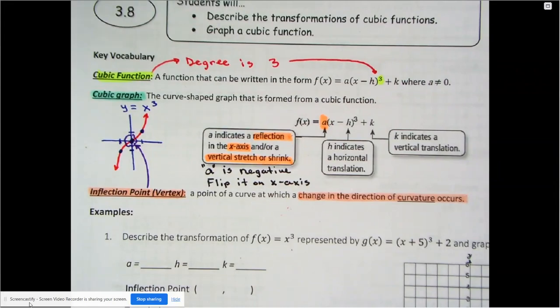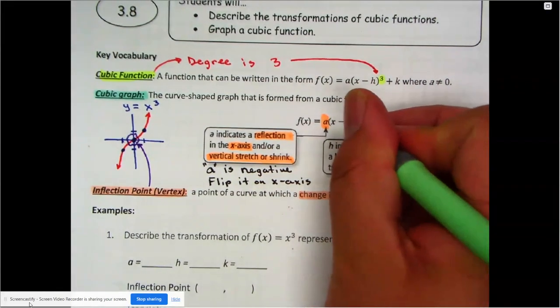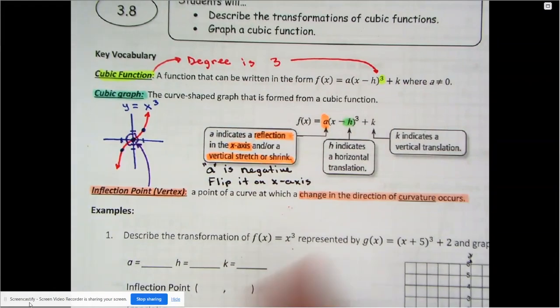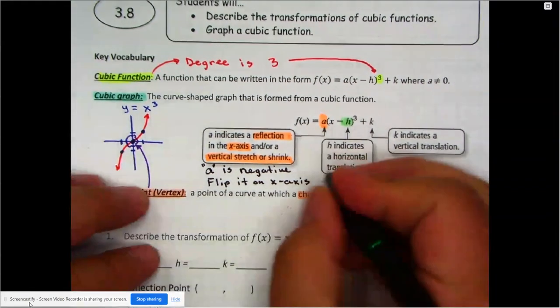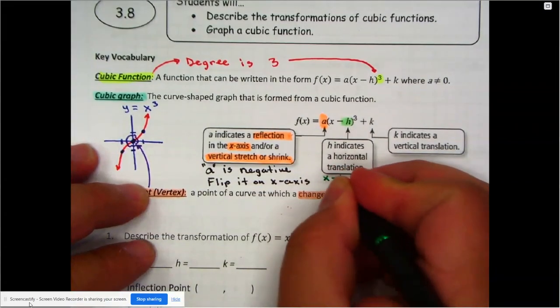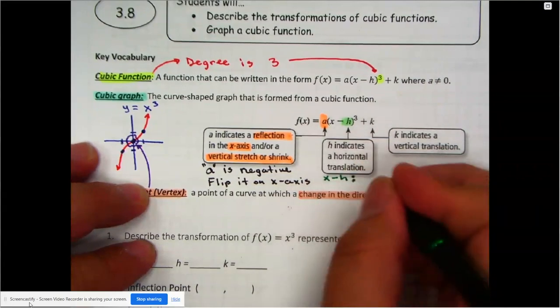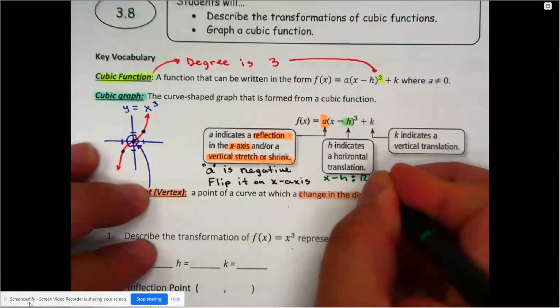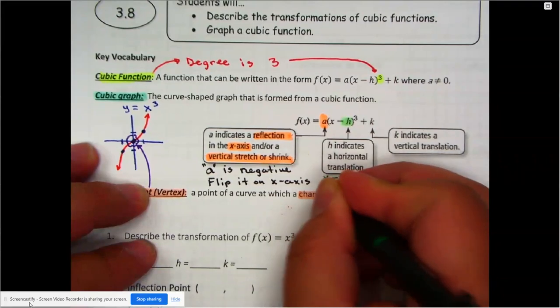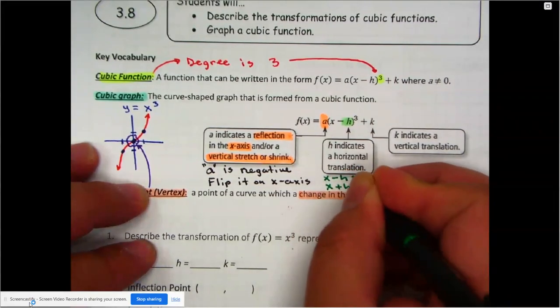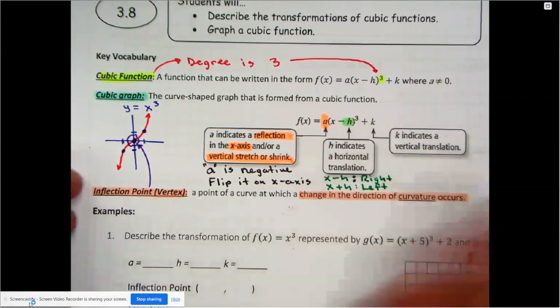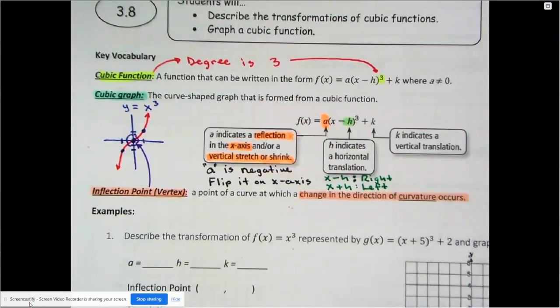And then, of course, when we have the h, yes, it says x minus h. H indicates a horizontal translation. But remember, we've also said that if it says x minus h, I'm basically, for this one, going to the right. And then if it says x plus h, well, then we're going left. Remember, we always think opposite with these. We always think opposite when it's inside the function. So that rule hasn't changed.